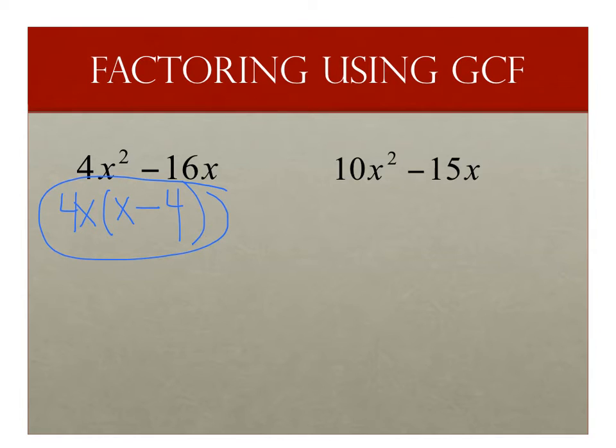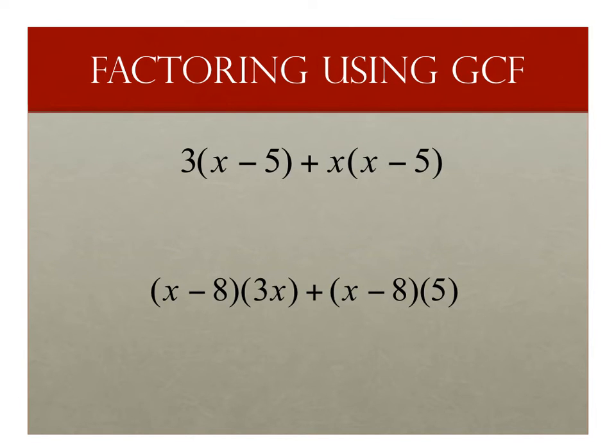Why don't you try that one over here and then hit play when you're ready. Both of these can be divided by 5 as well as x, so there's my GCF. And then I'm left with 10 divided by 5 is 2, x squared divided by x is x, minus 15 divided by 5 is 3, x divided by x, it's gone. So there's my final factored form.